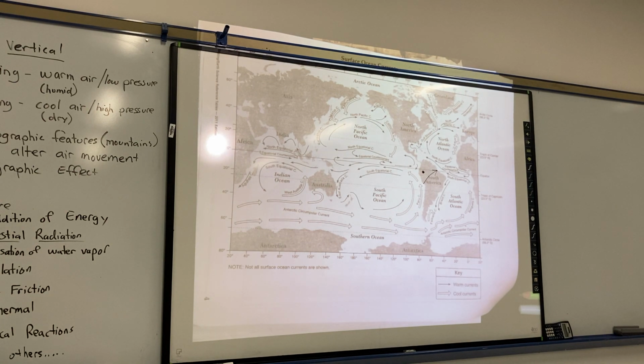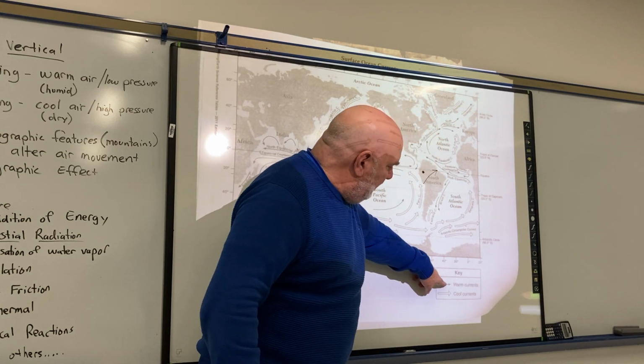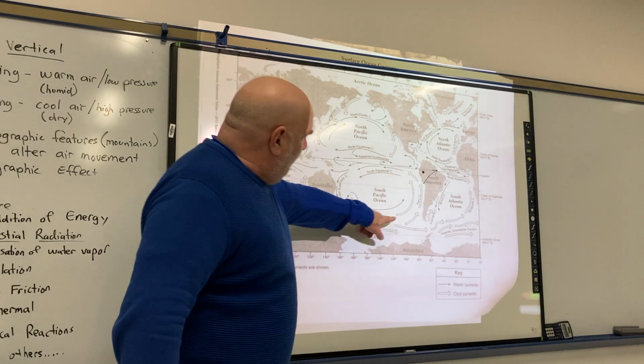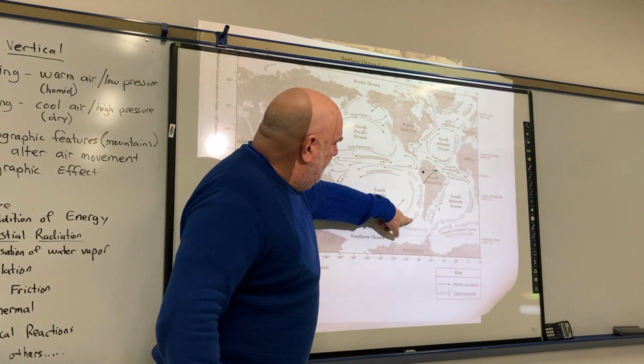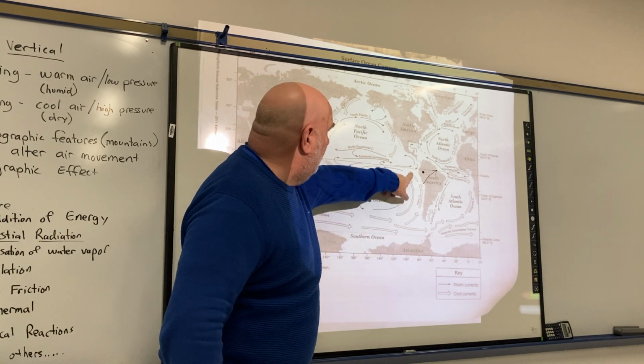At the bottom of the map, there's a key where a small solid arrow is warm water and a hollow arrow is cold water. So for example, right here, the Peru current, that's a hollow arrow. That means the Peru current is cold water coming up from Antarctica.